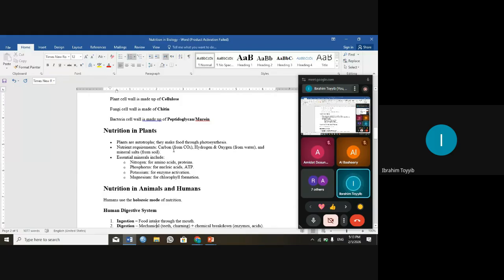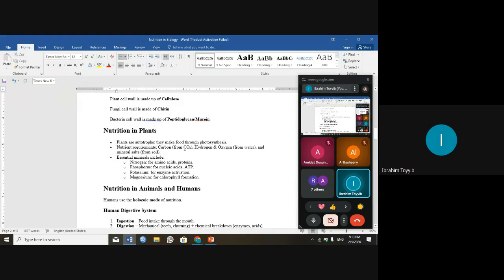So, nutrient requirements for plants: we have carbon. We have micronutrients and macronutrients, which can be called minor nutrients or major nutrients. Macronutrients are the nutrients required by an organism in large quantity, while micronutrients are required by an organism in small quantity. Examples include carbon, hydrogen, and oxygen.